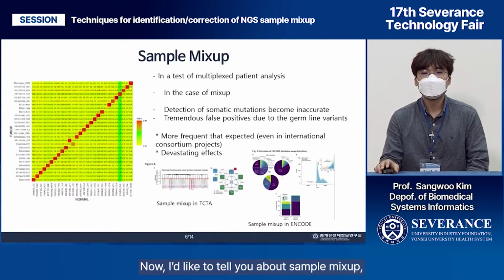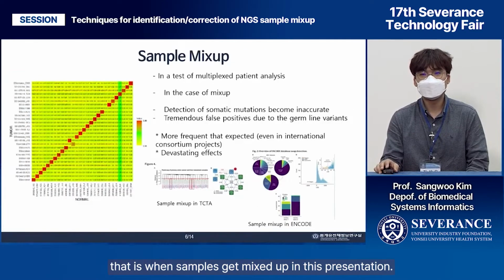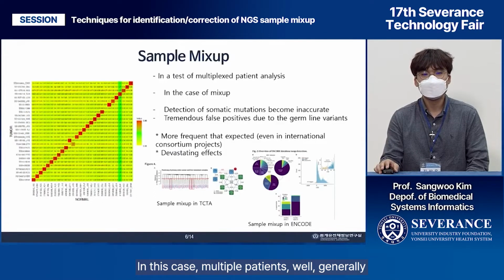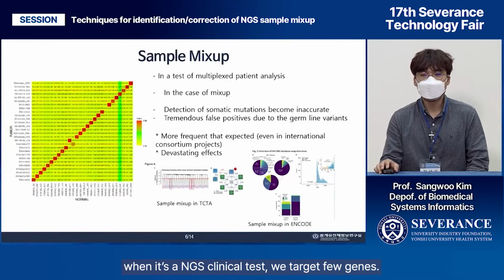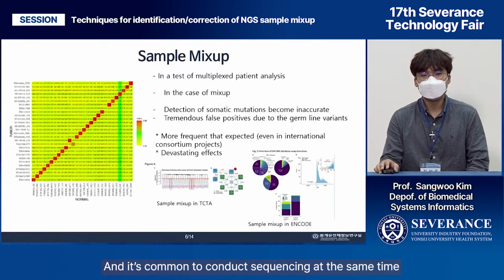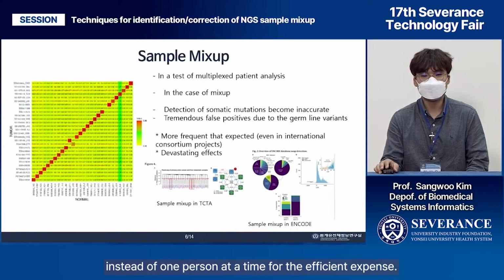Now, I'd like to tell you about sample mix-up. That is when samples get mixed up. In this case, with multiple patients, generally when it's an NGS clinical test, we target a few genes. And it's common to conduct sequencing at the same time, instead of one person at a time, for efficient expense.